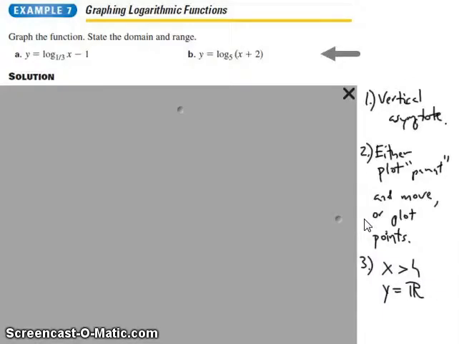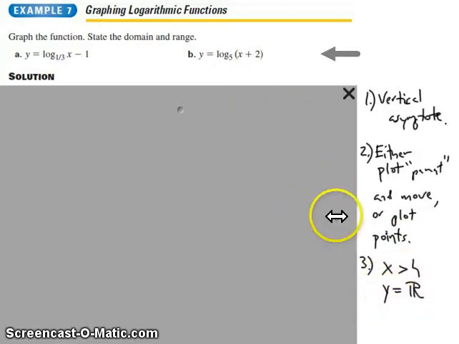Okay, so I promised examples. Well, here first I've summarized those 3 steps. First, sketch in the vertical asymptote. Second, forget what I say here about plotting the parent graph. Instead, simply plot points. I've decided that plotting the parent graph doesn't make much sense, so plot points as the textbook does. And then lastly, remember that x is going to be more than h and y is going to be equal to all real numbers.